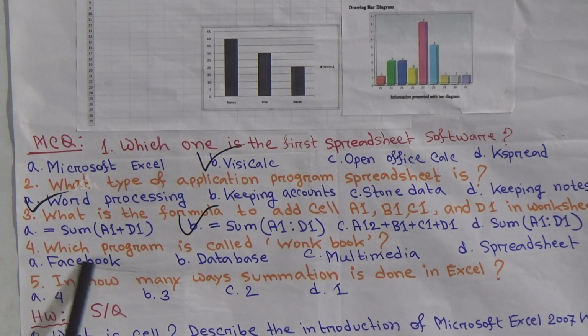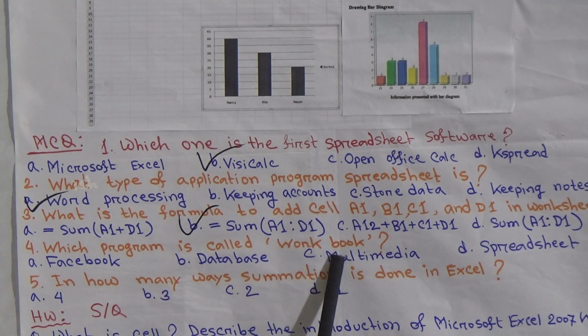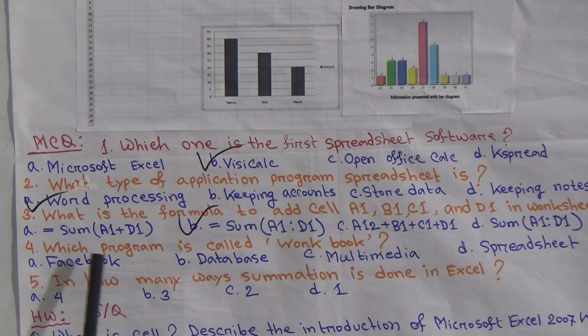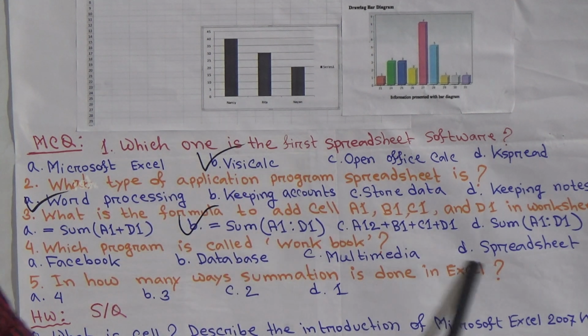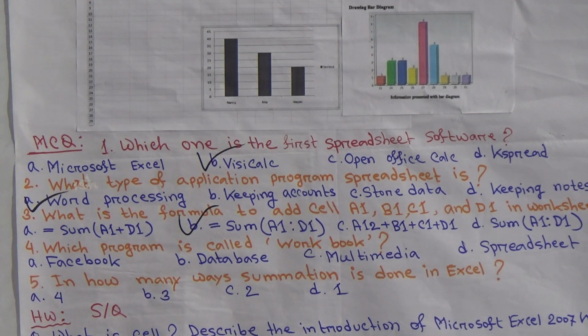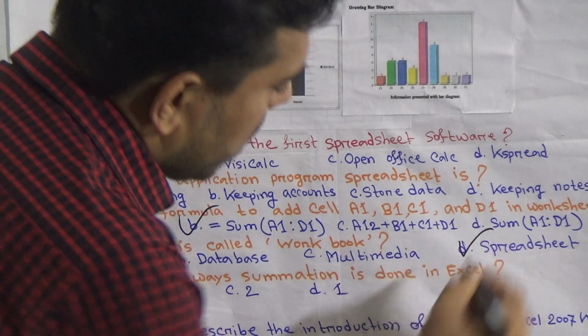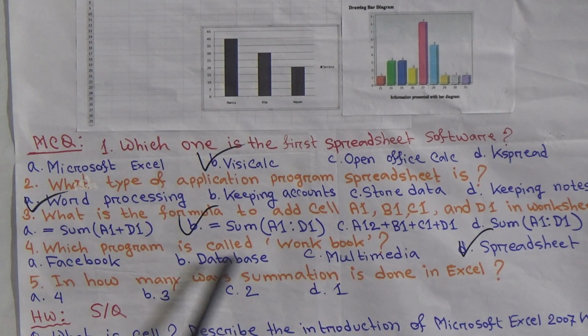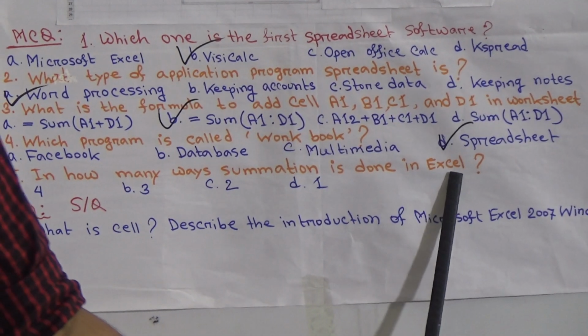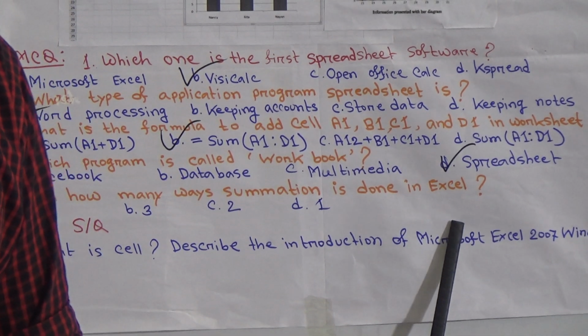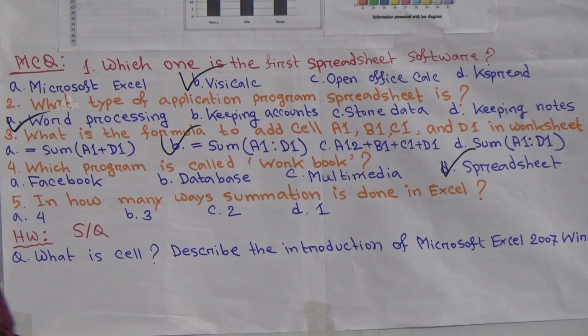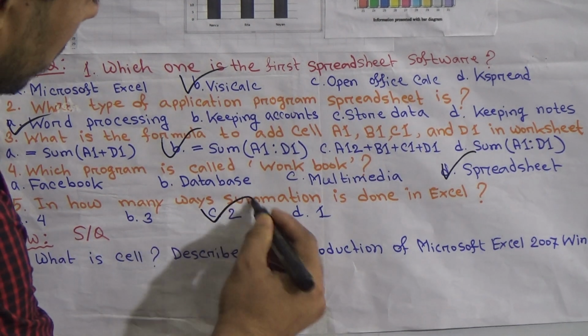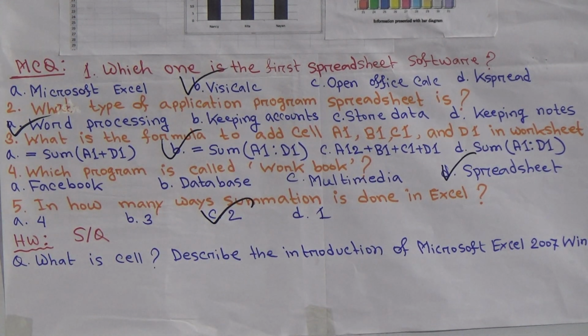Okay, next number 4, which program is called workbook? Our spreadsheet program is called our workbook. So search where is spreadsheet? Here, option D is spreadsheet. So this spreadsheet program is called workbook. Number 5, in how many ways is summation done in Excel? We know that in Excel program there are 2 ways we should follow to do summation. So number C should be the correct answer.